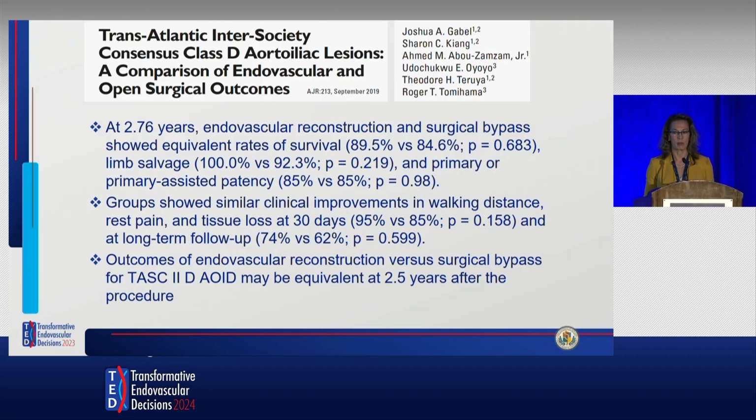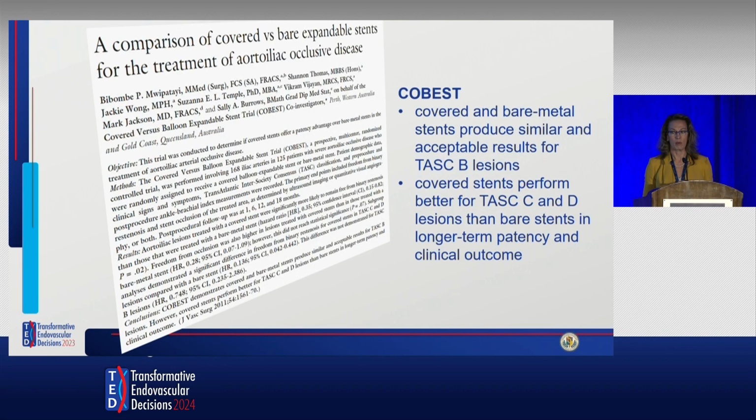They demonstrated similar clinical improvements, and overall they concluded that at least in the short run of 2.5 years, you could really perform an endovascular repair with similar outcomes in these patients. And this is a sick population, and therefore there is a role for that. And we know from the COBEST results that it basically demonstrated that the TASC C and D lesions do better with covered stenting versus bare metal stents.